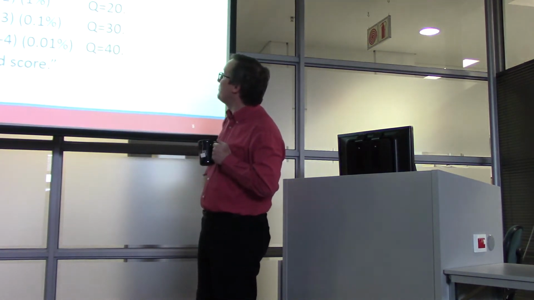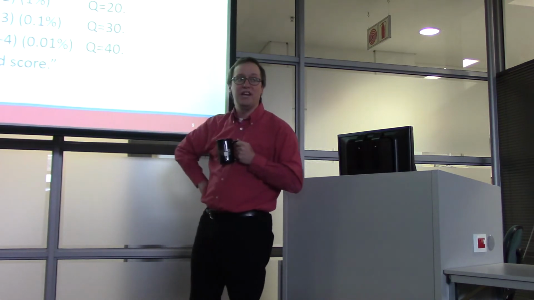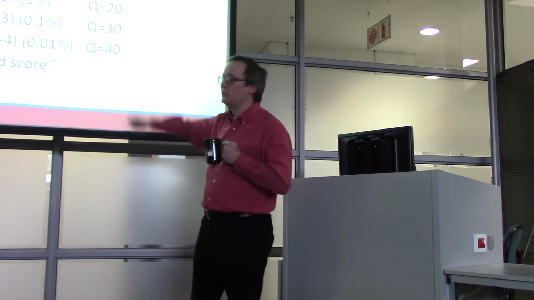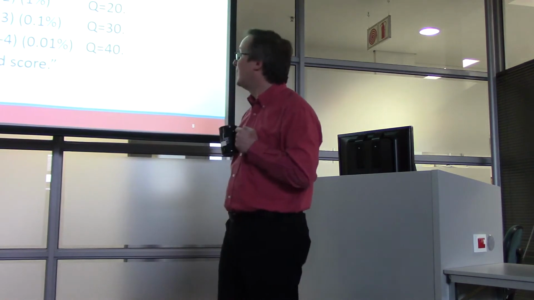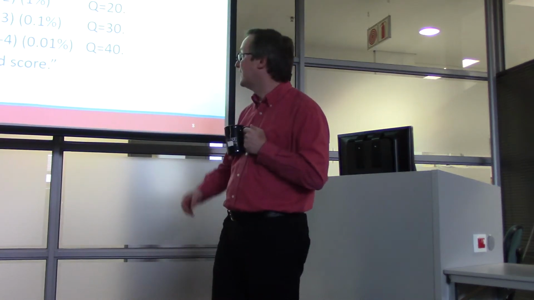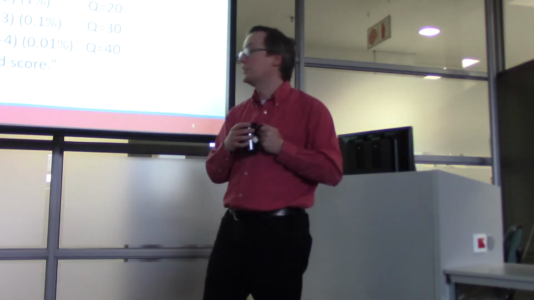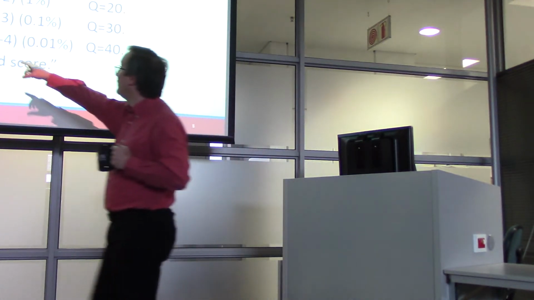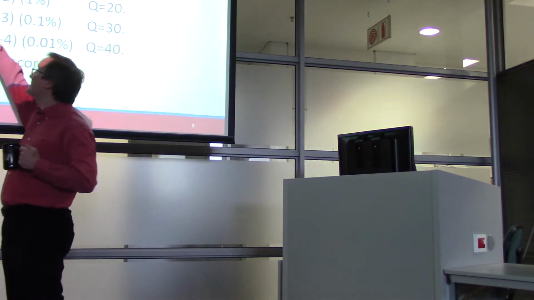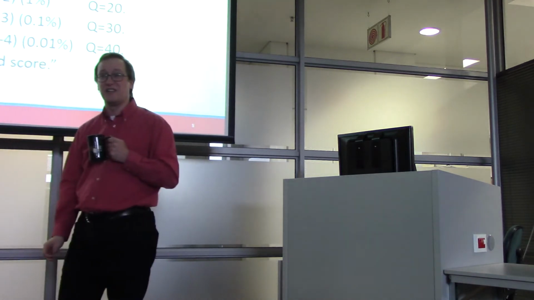So if we have some probability of error that we call P, we can take the log base 10 of that and multiply that by negative 10, and that gives us the quality score for this particular position. So if you have a probability of error of 1%, that's the same as 1 times 10 to the minus second.